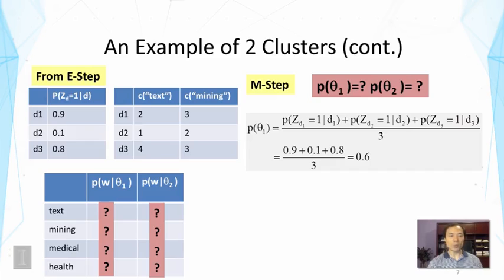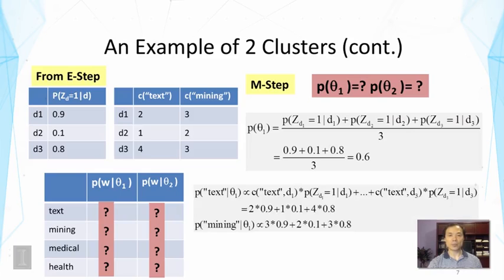What about these word probabilities? Well, we do the same, and the intuition is the same. So in order to estimate the probabilities of words in theta 1, we're going to look at which documents have been generated from theta 1, and we're going to pool together the words in those documents and normalize them. So this is basically what I just said. More specifically, we're going to, for example, use all the counts of text in these documents to estimate the probability of text given theta 1.